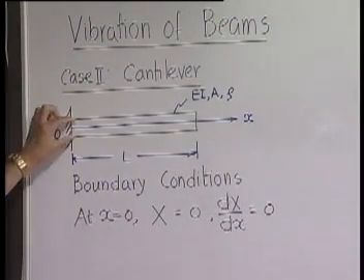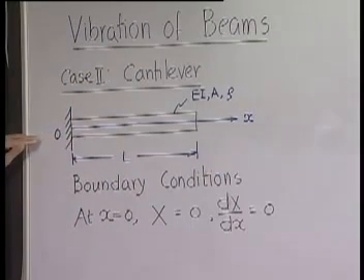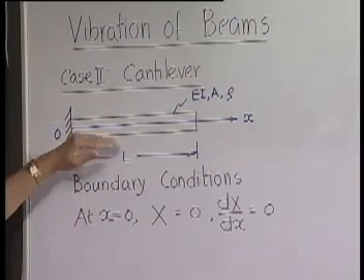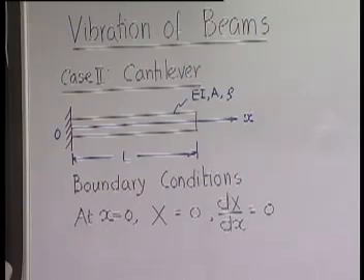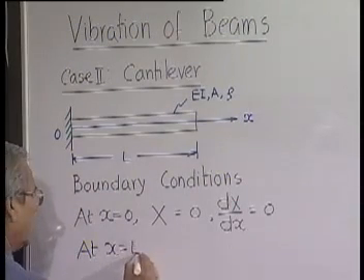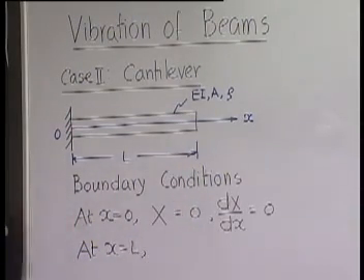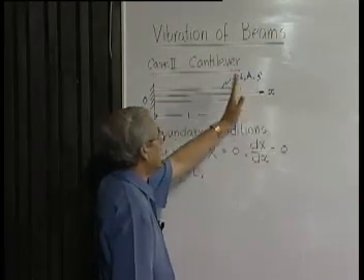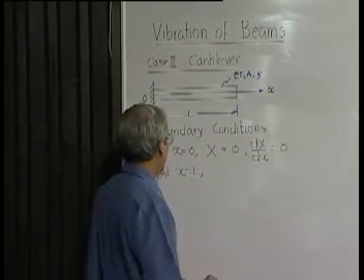Since it is rigidly connected here, the slope of the beam here will have to be 0 at all times. That means dx will be 0. At x equal to L, that is a free end. Free end means what? There is neither any force acting on it nor any moment acting on it.